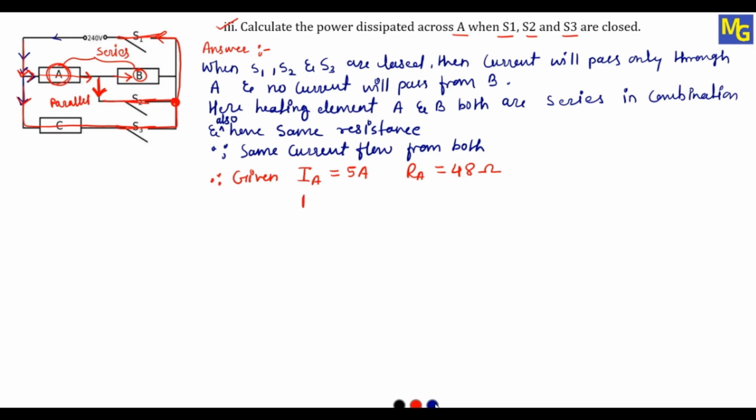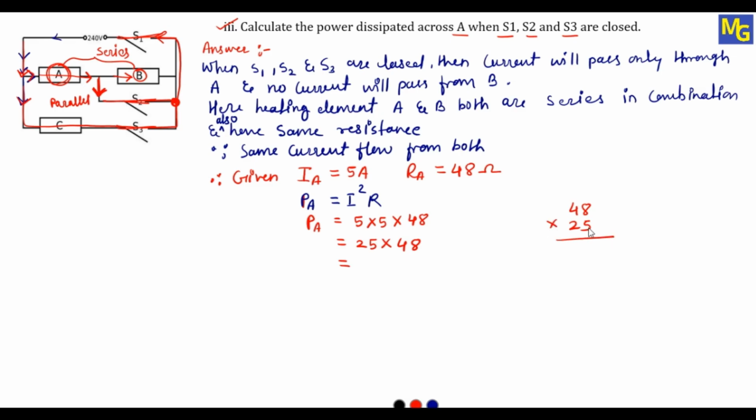The formula which we are going to use for this: power in A is equal to I square R. So we know the values of I and R, substitute the values and find out. So PA is equal to, power in A is equal to, what is I? 5. So 5 into 5 into 48. So this becomes 25 into 48. And if you multiply, you will get the answer, 48 into 25.